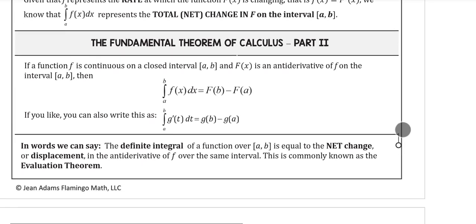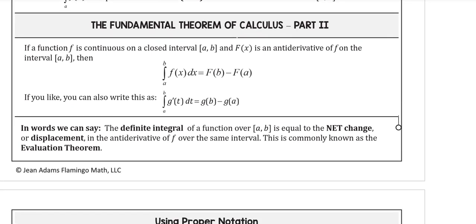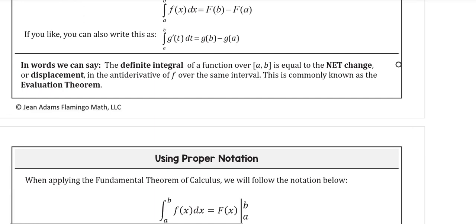So here's how this works with the second part of the fundamental theorem of calculus. As we look at this continuous function on the closed interval, the antiderivative can now determine the area in this way. We take the antiderivative, then we compute the value of this antiderivative at the endpoints and subtract them. So we can say the definite integral of a function over the closed interval [a, b] is equal to the net change, or the displacement, in the antiderivative of little f over the same interval. This is known as the evaluation theorem, and we'll be using this quite a bit.